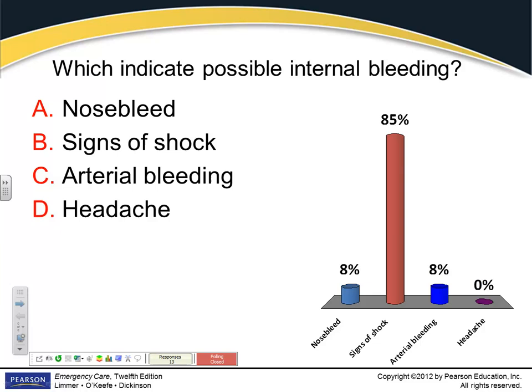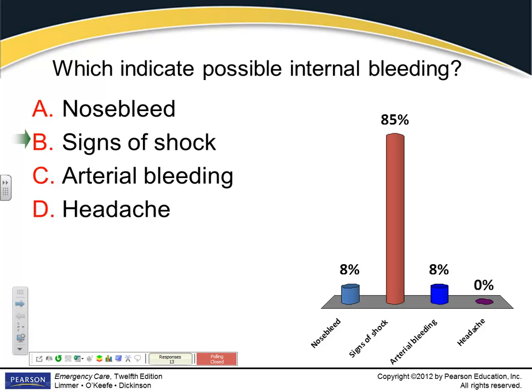If you've got a patient and you don't have any external bleeding and you've got signs of shock, there's a real good chance that you've got internal bleeding going on. Arterial bleed would be exterior. A headache could indicate internal bleeding, but usually when we talk about internal bleeding, we're talking about something below the neck, different than bleeding in the head.